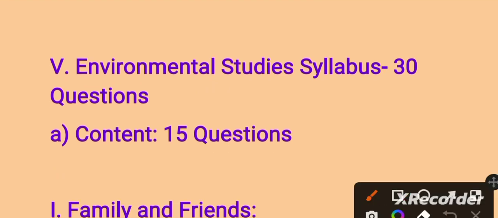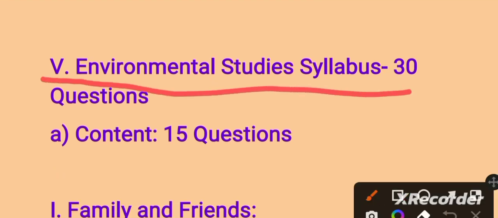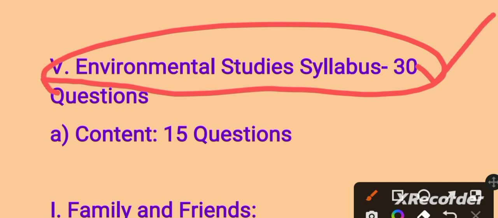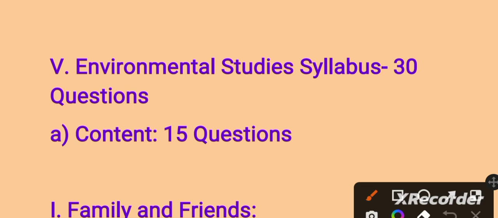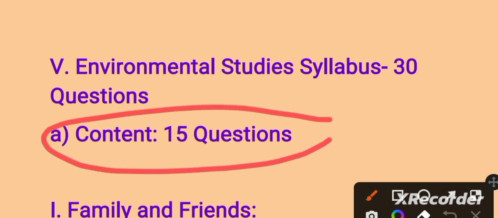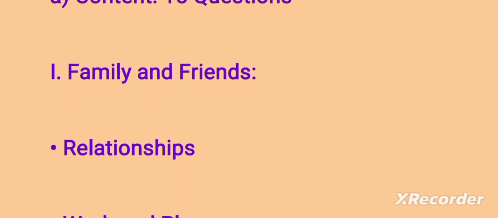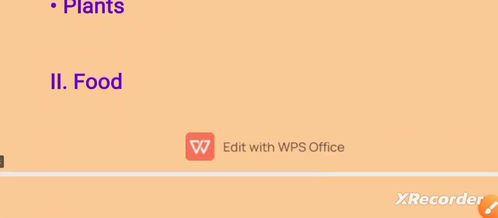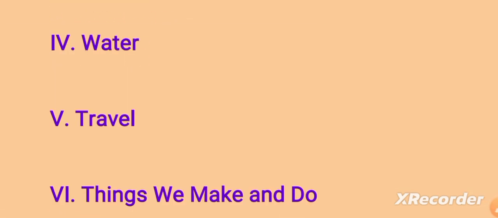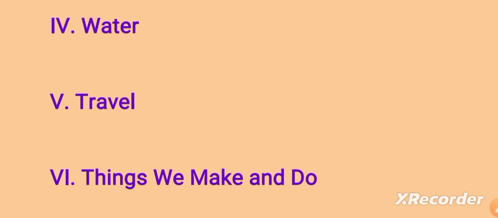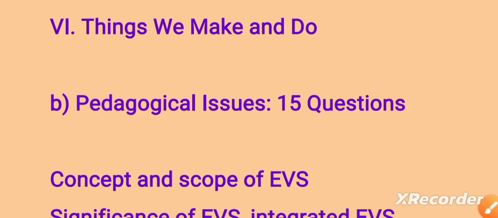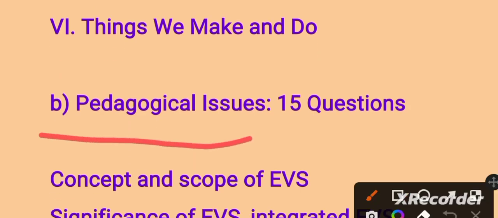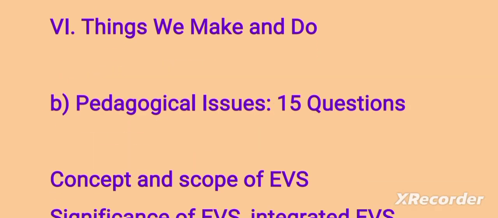Now the fifth section is the environmental studies syllabus, which is for 30 marks, and the bifurcation of these 30 questions is: the contents for 15 questions. In that, family and friends, relationships, work and play, animals, plants, food, shelter, water, whatever the needy things are there, that will be included. Travel, things we make and do, and the remaining 15 questions depend on the pedagogical issues.